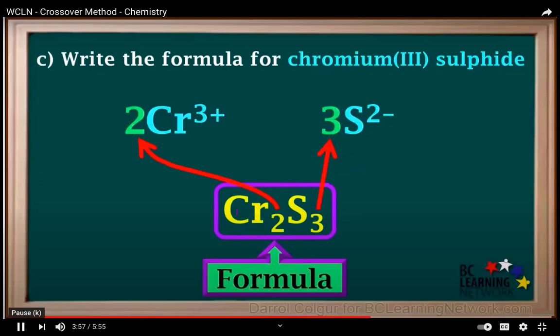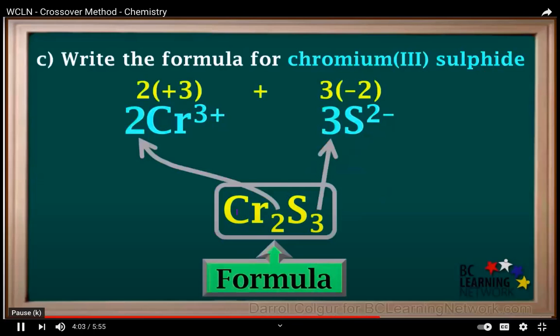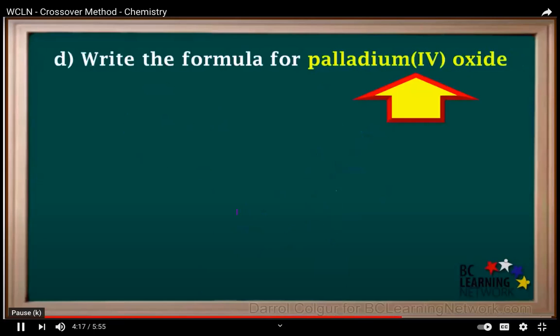Checking charges, we have 2 Cr3+ ions and 3 S2- ions. So the total charge is 2 times positive 3 plus 3 times negative 2, or positive 6 plus negative 6, which is equal to 0. So this formula is correct. Question D asks us to write the formula for palladium 4 oxide.